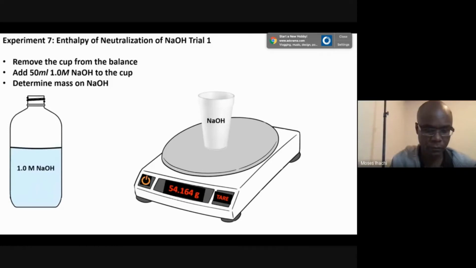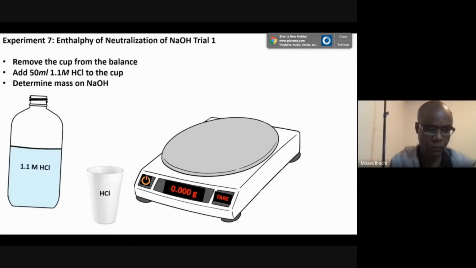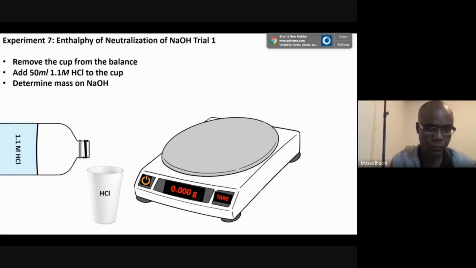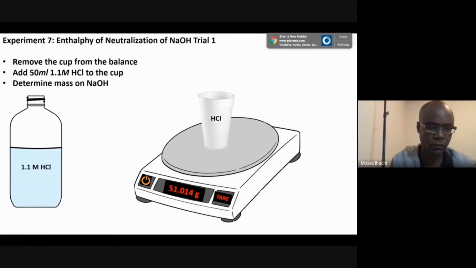We place the cup back on the balance, and we see that our solution has a mass of 54.164 grams. Next, we need to do the same thing for hydrochloric acid, so we place an empty cup back on the balance. We tare the balance back to 0, remove the cup, add the hydrochloric acid, and then place the hydrochloric acid on the balance. 51.014 grams is the mass of hydrochloric acid in our cup.